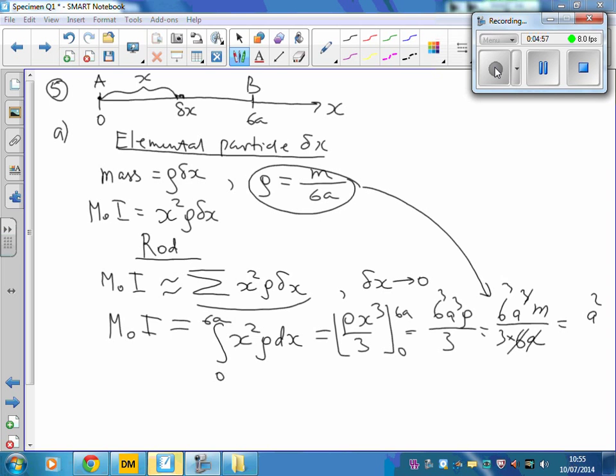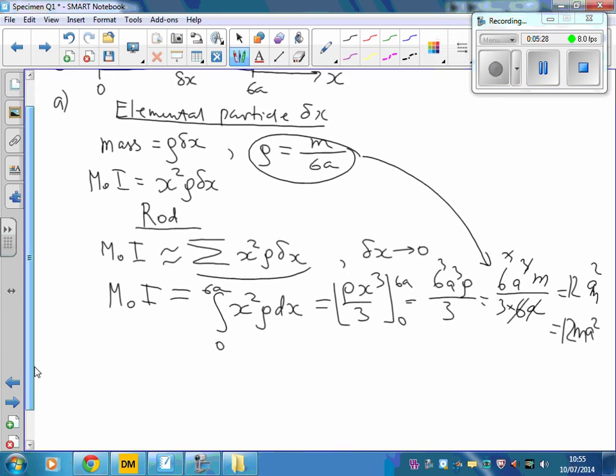We can cancel 1a, which gives us a squared at the top. We can cancel one 6 at the top and at the bottom, which gives us 6 squared. 6 squared divided by 3 is 12. So we've got the answer 12a squared m. Sorry, 12ma squared is the moment of inertia of the rod.